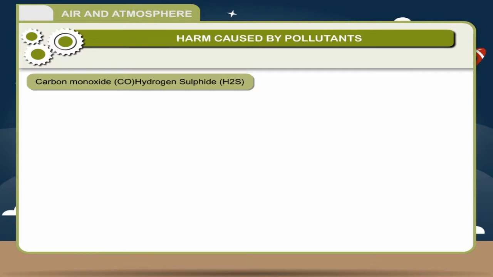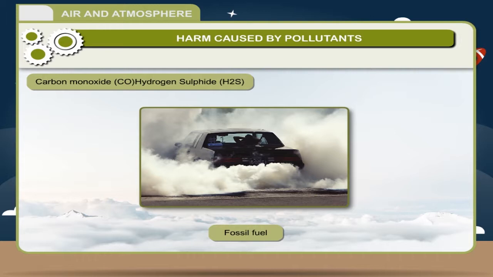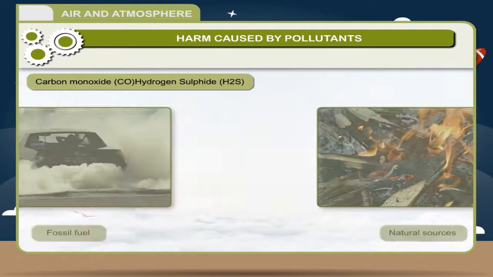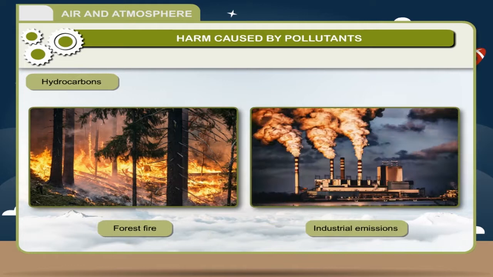Hydrogen sulfide, H2S gas, is not only produced as a byproduct by many industrial processes and burning of fossil fuel, but also by natural sources. Hydrocarbons are compounds of carbon and hydrogen, which are released in the atmosphere by natural processes like forest fire and also from industrial emissions.